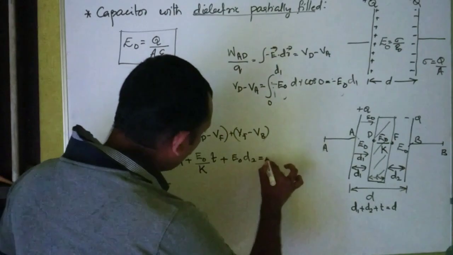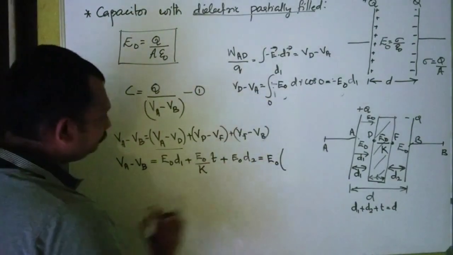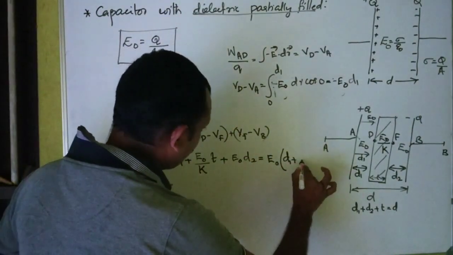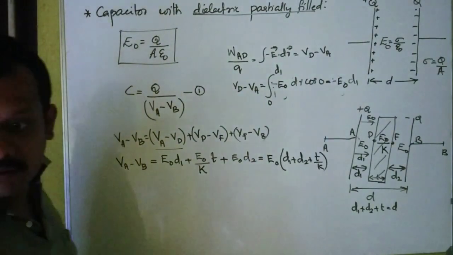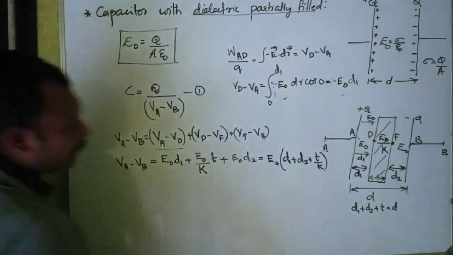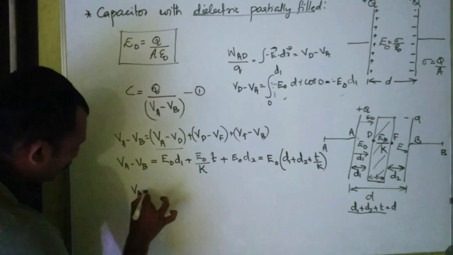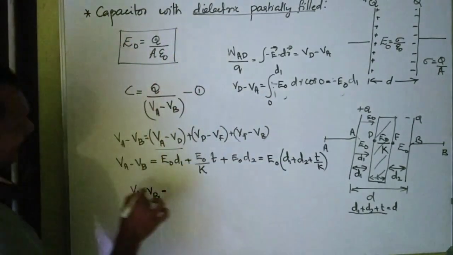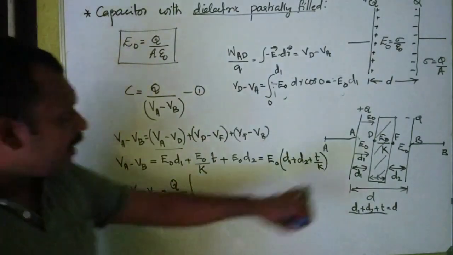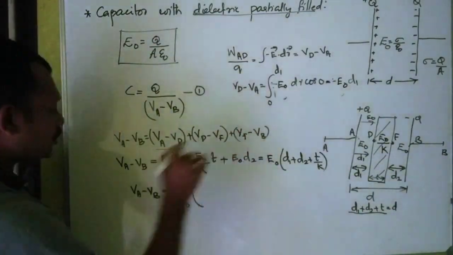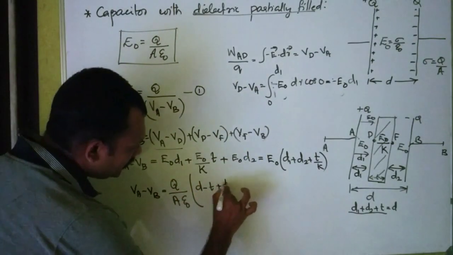And from this one I can take common factor as E0. Then I will say this is E0 into D1 plus D2 plus T by K. But already we wrote D1 plus D2 plus T is equal to D. Okay, again I am writing VA minus VB is equal to E0, which is equal to Q divided by A epsilon 0, into D1 plus D2 plus T by K. Since D1 plus D2 plus T is equal to D, D1 plus D2 is D minus T, plus T by K.